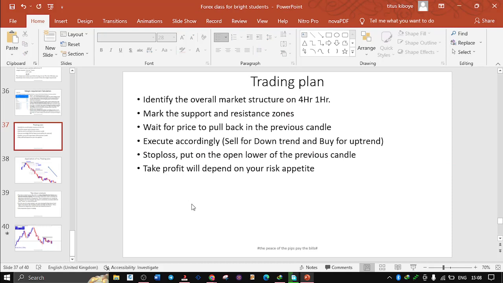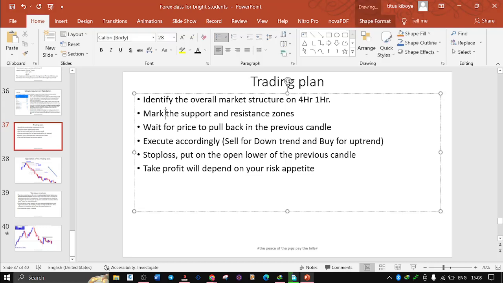But this is the trading plan. Before you attack something, you should have a plan. So this is my plan. I identify the overall market structure on the 4 hour and 1 hour, that is the higher highs and higher lows. Then I mark support and resistance zones using two candlestick patterns, the ones I've told you before.